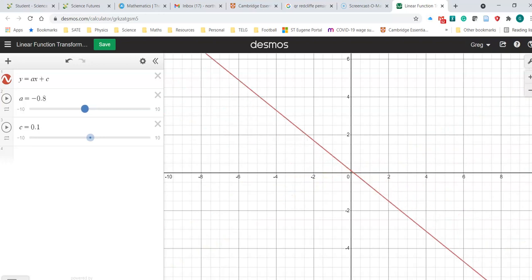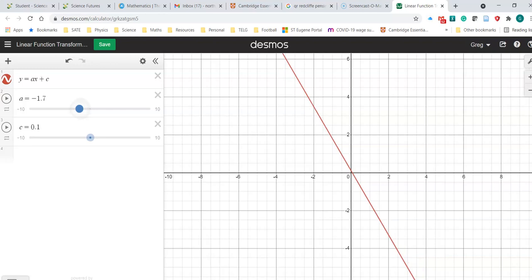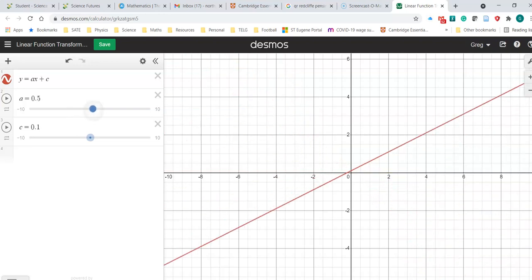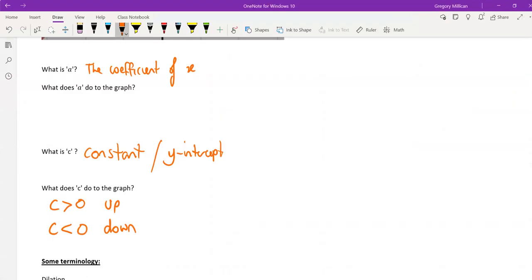Increases. It goes, but it sort of increases negatively, doesn't it? It sort of increases in a negative direction. Okay, now once again, that's a key understanding. So when A is greater than 0, we have a positive, quite obviously, and as A increases, gradient increases.